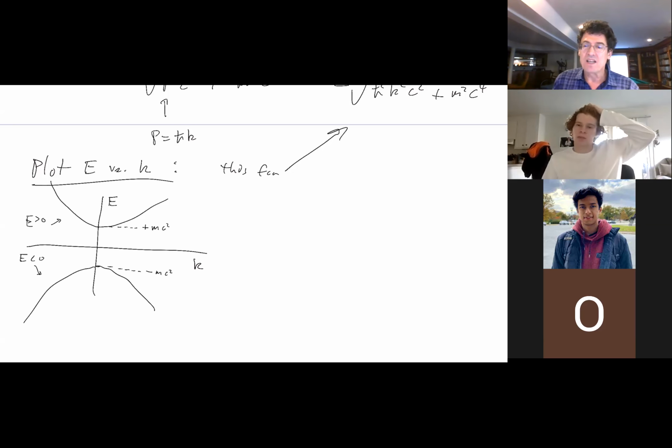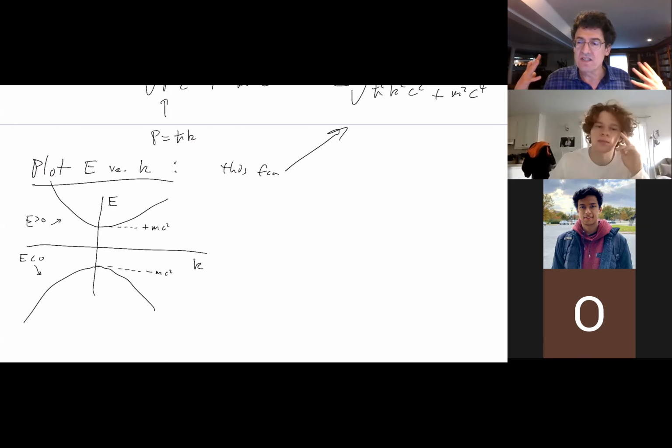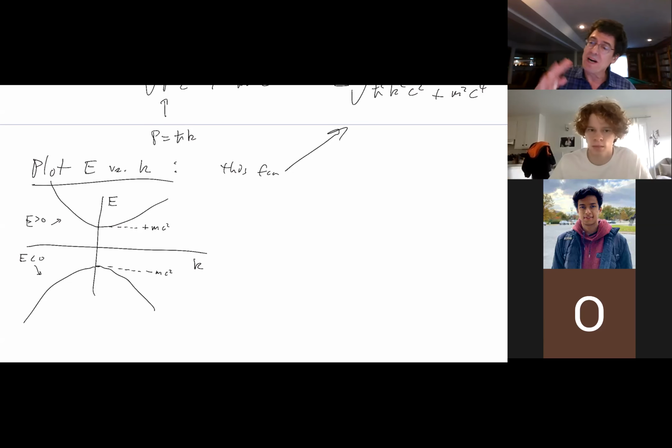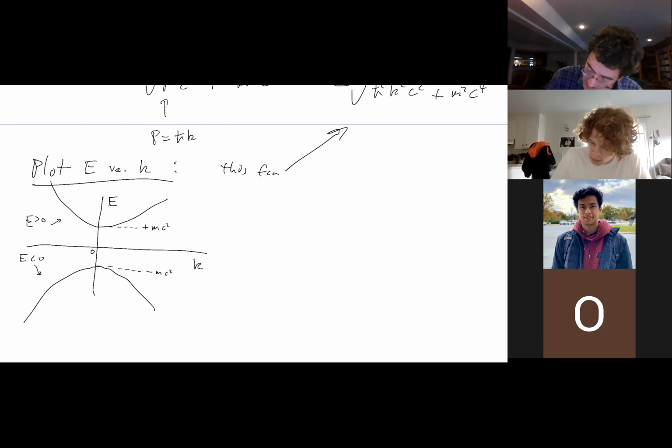Dirac said, this is what it's got to be. These are the solutions. This is how quantum mechanics must work. There have to be positive energy solutions and negative energy solutions. Now, the positive energy solutions make sense. You see how it's offset from 0 just by the rest mass. That is not confusing because we basically have kinetic energy plus rest mass, since energy is equal to kinetic energy plus rest mass.